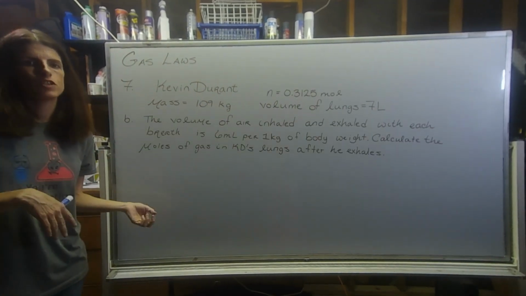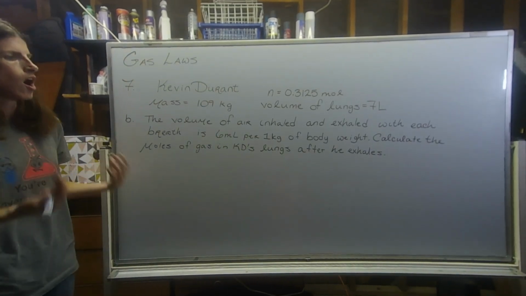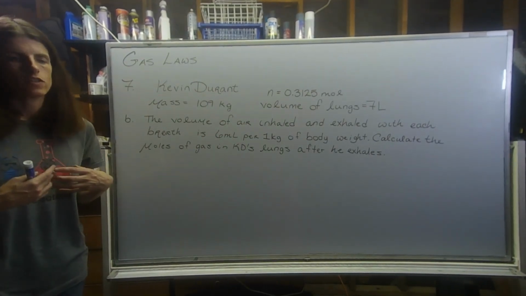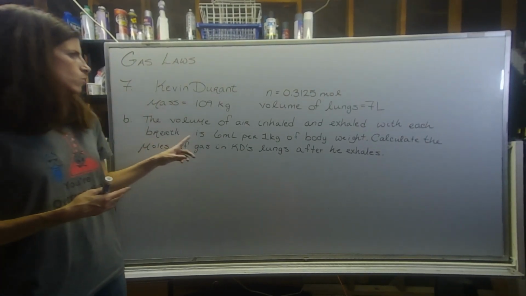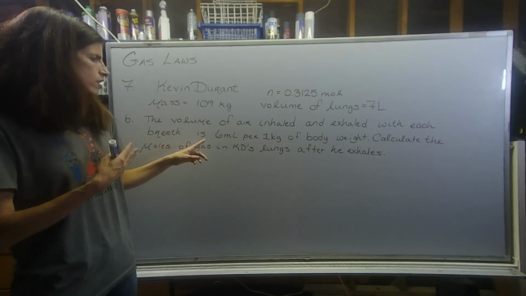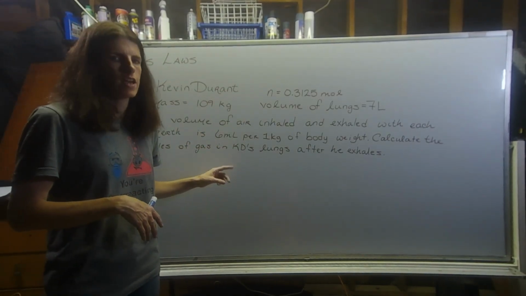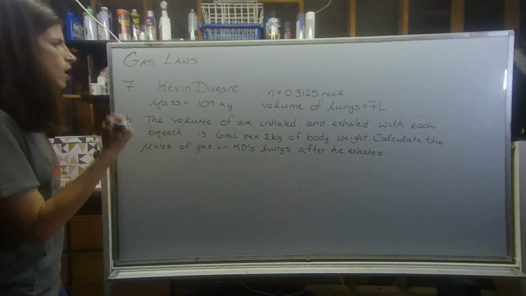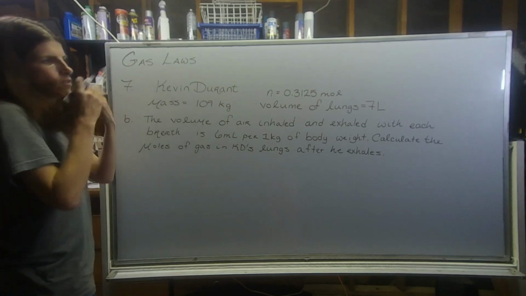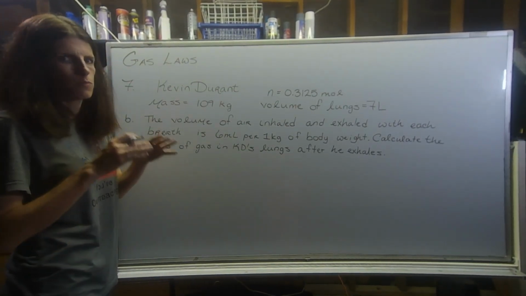Part B of the Kevin Durant problem. We're asked to calculate how many moles of gas are in his lungs after he exhales. We're also given this conversion factor that when somebody exhales, they typically will breathe out about 6 mL of air per 1 kilogram of their body weight. So I'm going to start with that and figure out what kind of volume of air we're talking about here when he breathes out.